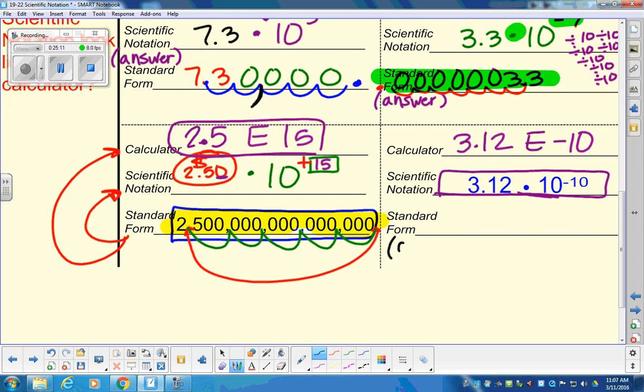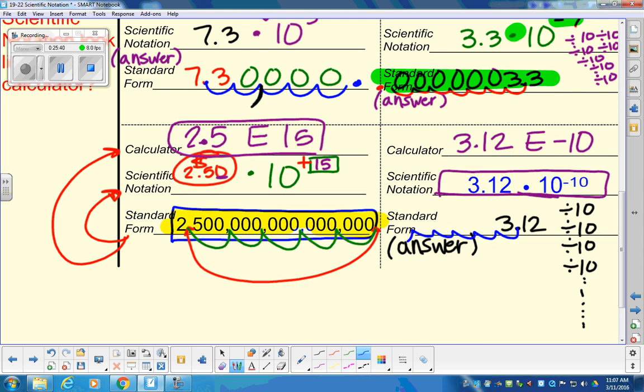Now, standard form, remember, is the answer to this. So we have 3.12 times 10 to the negative 10th power. That means we're going to divide by 10, 10 times. So we're making it super small. I have $3.12 right now. I'm going to divide by 10, 10 times. If I'm dividing by 10, it's making it smaller, and the only way to make something smaller, $3.12, is to move it to the left. So we're going to divide once, twice, 3 times, 4 times, 5 times, 6 times.